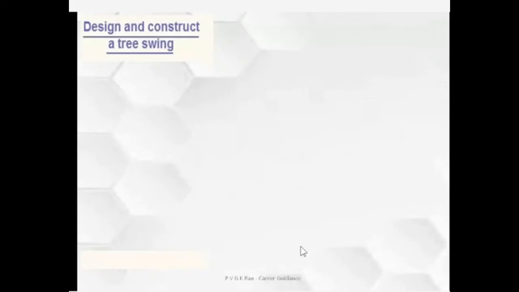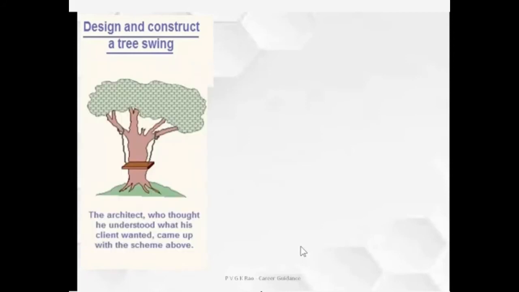So a customer explains his requirements to an architect. He goes to an architect and tells the architect that I want you to construct a tree swing. I have got a tree in my house. I want to construct a tree swing. So what the architect feels is that he has understood what the customer or his client needs, and he has come up with an idea which you can see on your screens.